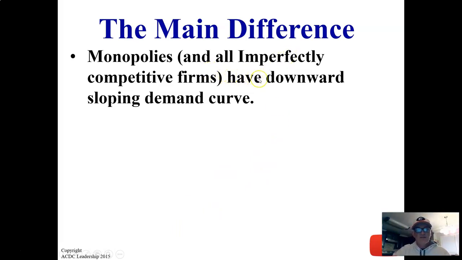All imperfectly competitive firms are going to have a downward sloping demand curve. In contrast, perfect competition, Mr. DARP, that demand curve was perfectly elastic. Okay, now it's going to be downward sloping, and we'll talk about why that happens here in just a few minutes.